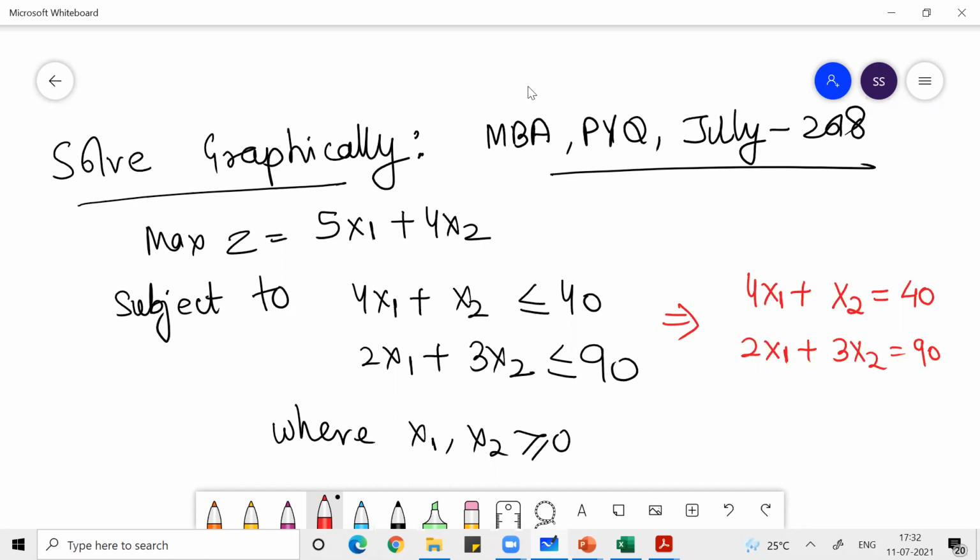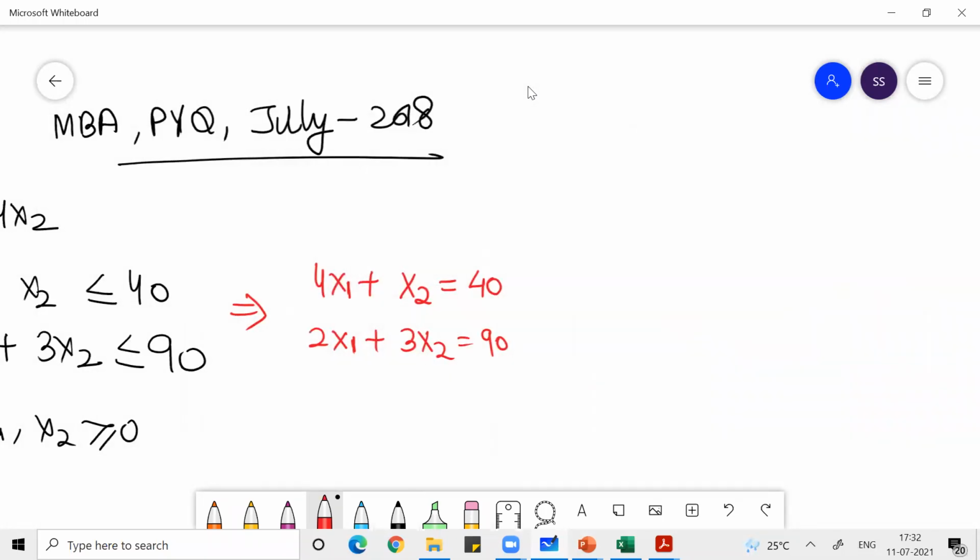Now if you assume the linear inequations of your constraints as linear equations, now you have to find the coordinates. A linear equation in two variables can have infinite solutions, but I'm not interested in those infinite solutions. I just want two solutions. So how will I find the two solutions? Let x1 be 0. If x1 is 0, then x2 will be equal to 40. Similarly, if x2 is 0, then x1 will be equal to 10.